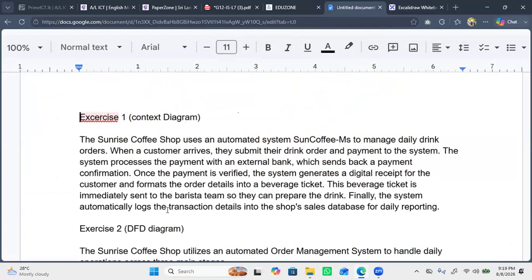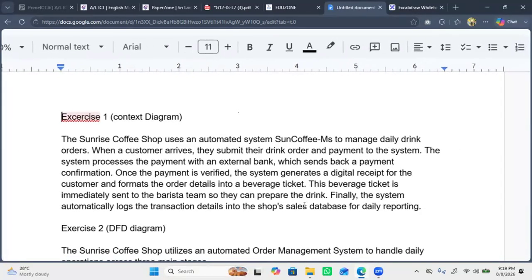Finally, the system automatically logs the transaction detail to the shop sales database for daily reporting. Is the shop sales database an external entity or a thing inside the system? External user or inside the system? It's a database. A database is something you build inside the system. It is not an outside entity. So do you need to enter this transaction detail? Yeah, it's inside the system.